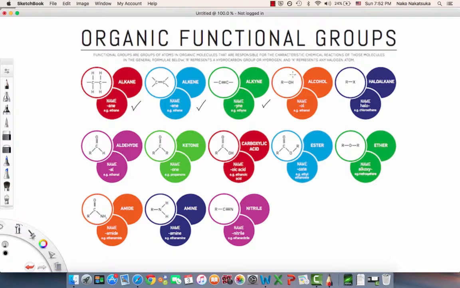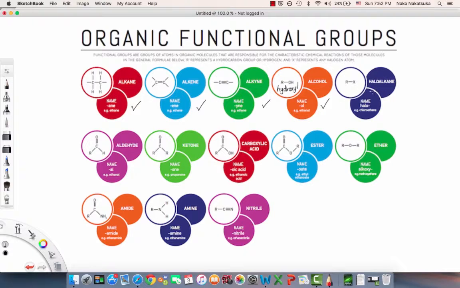where for an alcohol you have a hydroxyl group, which is this OH group right here, and it has the suffix of -ol. An example of this is ethanol. And so this is a very important guy to remember.